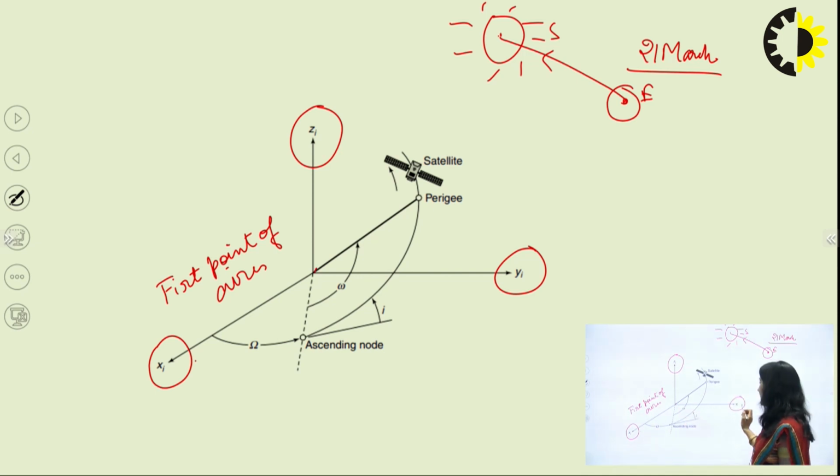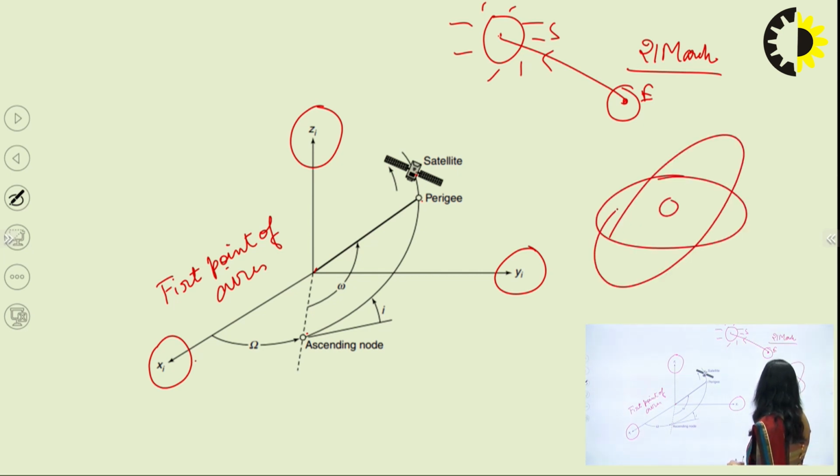Yi is another axis perpendicular to xi in the equatorial plane, and zi is perpendicular to these 2 axes. Here my satellite point is this, this is the perigee point, and this is the ascending node. What is the ascending node? It is the intersection of Earth's equatorial plane and the inclination plane. The point of intersection, where the satellite goes from south to north, is known as the ascending node.